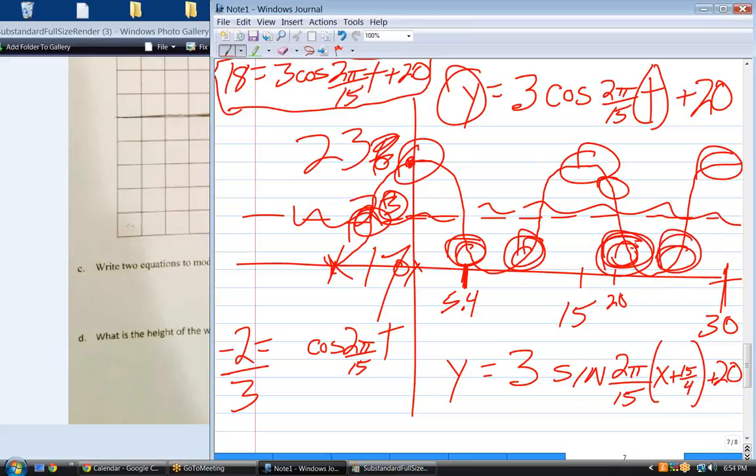Well, the one thing I know about the third time is it's exactly 1 period after the first time. So what's this measurement on the x-axis? Start with 5.4 and add 1 period to it. Well, the period is 15. So this is plus 15, 20.4. Okay.